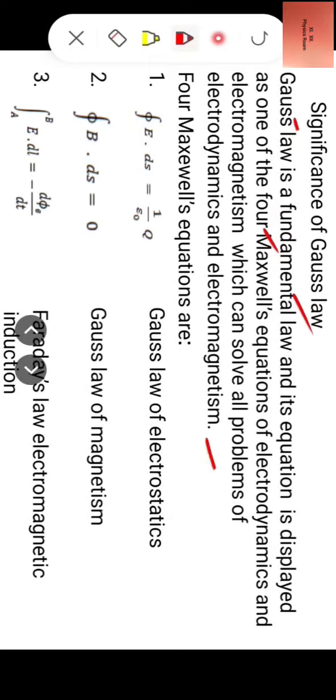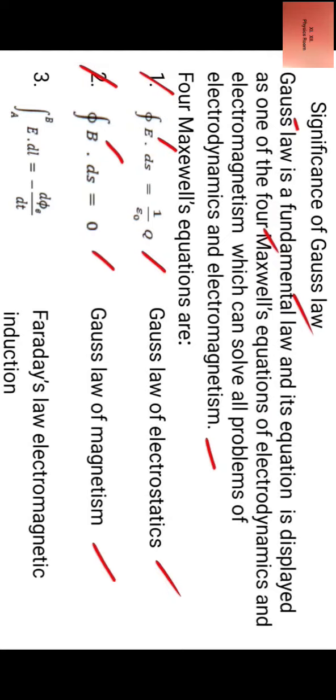These four Maxwell's equations are: number 1, the surface integral of electric field over a closed surface is equal to 1 by epsilon 0 times the charge enclosed, and it is known as Gauss law of electrostatics. Number 2, the surface integral of magnetic field over a closed surface is equal to 0 always, and this is Gauss law of magnetism.